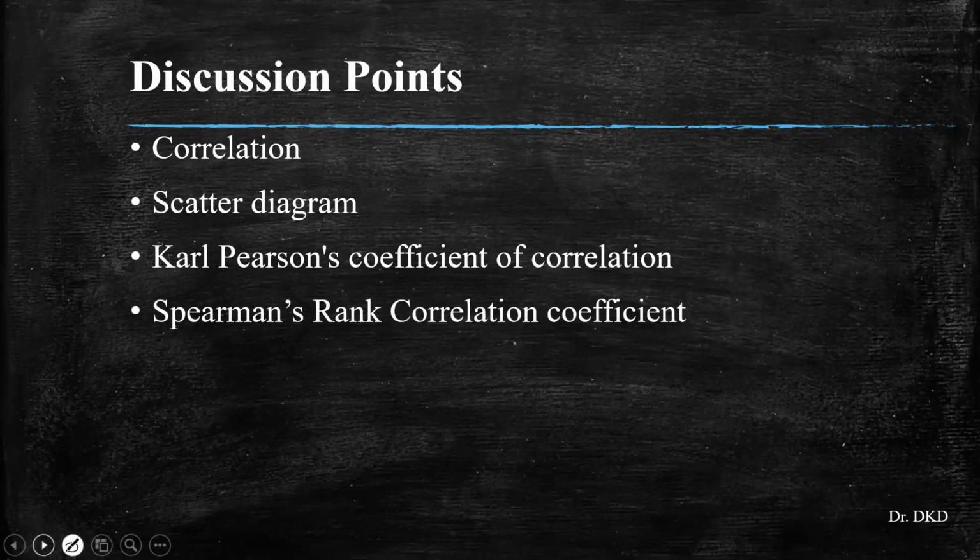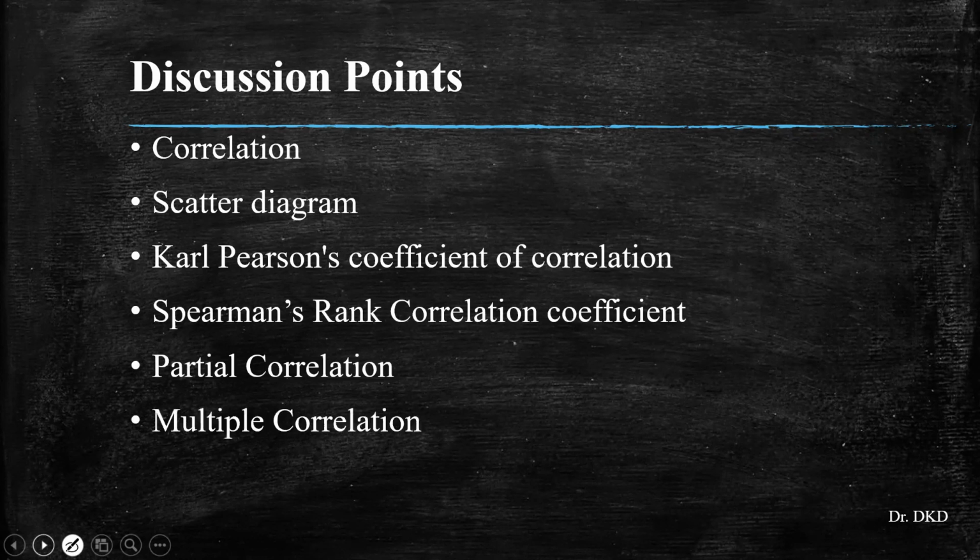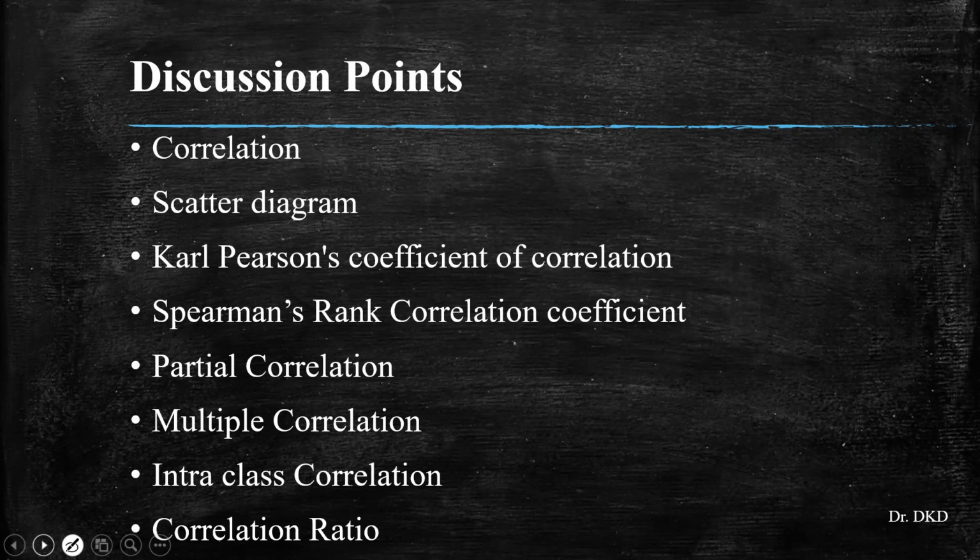Then we need to understand the Spearman rank correlation coefficient, and then what is partial correlation, what is multiple correlation, what is intra-class correlation, and what is the correlation ratio. These are the important points under the correlation topic. We will discuss them one by one in separate videos.